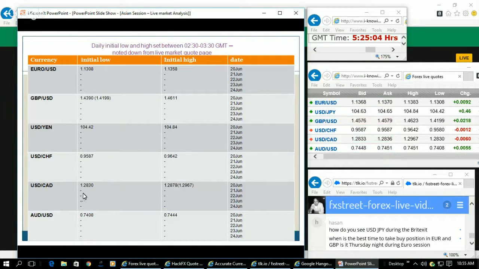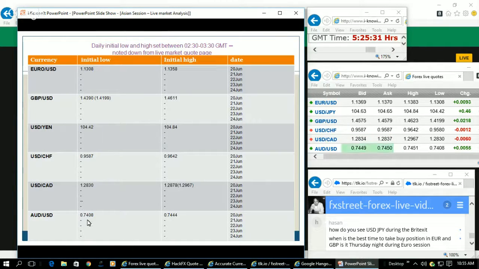Then Canadian dollar, 1.2830 is the low. They have not breached it, even though they are very close to the low. The high was 1.2878, and they have not breached that. And in the case of Australian dollar, they are likely to do a downward stop followed by an upward stop during the US session.